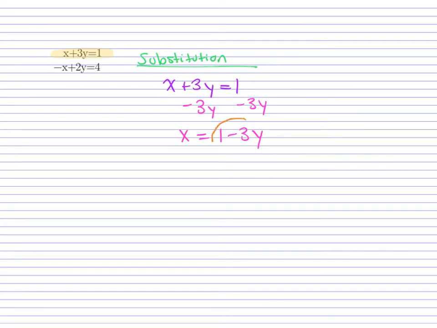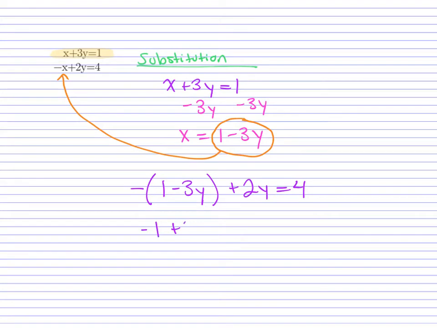I'm going to take what this x equals and plug it in for x in the second equation. That gives me negative parentheses 1 minus 3y, because that's what x equals, plus 2y is equal to 4. Distribute the negative. So negative 1 plus 3y plus 2y is equal to 4. You now notice we only have one variable. So we combine like terms. 3y plus 2y is 5y.